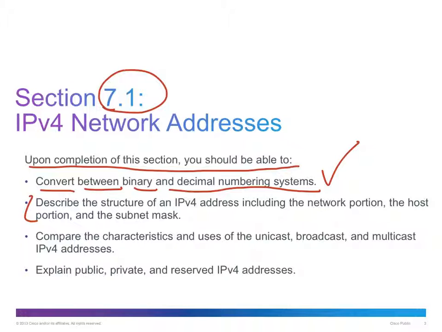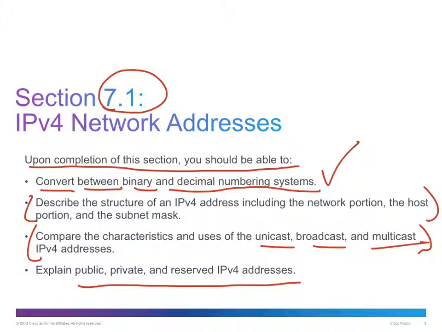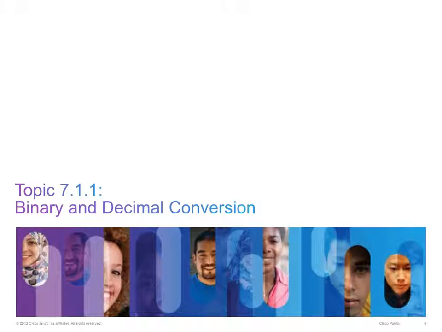Describe the structure. That'll be the next video. Compare, where we talk about unicast, broadcast, multicast. That'll be a separate video, and then we'll finish up public, private, and reserved IP addressing. And then that'll finish up section 7.1 before we go to section 7.2. So let's take a look at binary and decimal conversion.